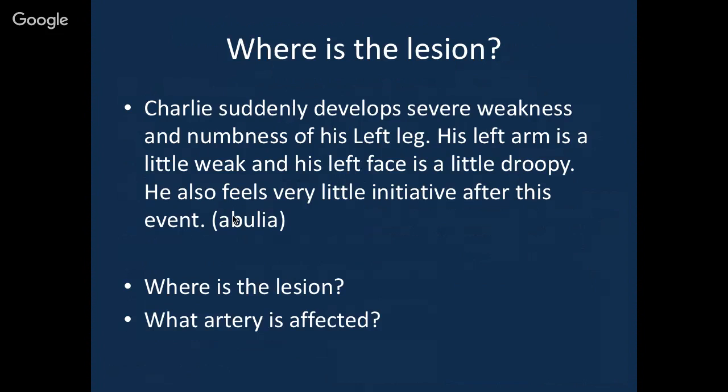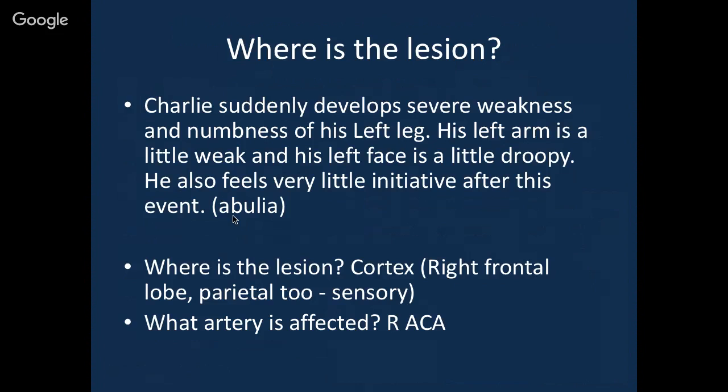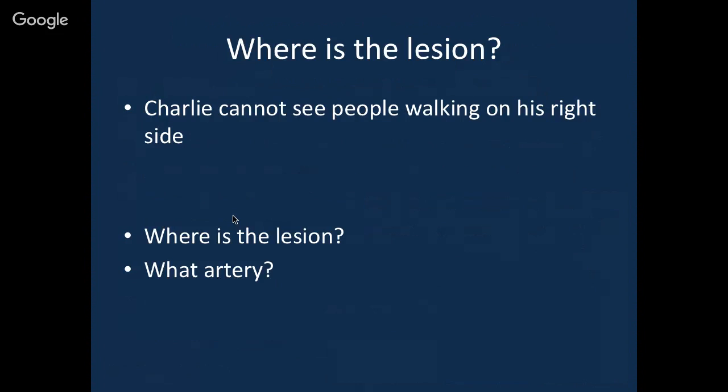Charlie suddenly develops severe weakness and numbness of his left leg. Left arm is a little weak. His left face is a little droopy. He also feels very little initiative about life after this event, which is called abulia. Where is this lesion? Forget the second part. Just left leg, numbness and weakness. All you really needed to say was cortex. So this is an ACA stroke. I would recommend getting to know that a bit better.